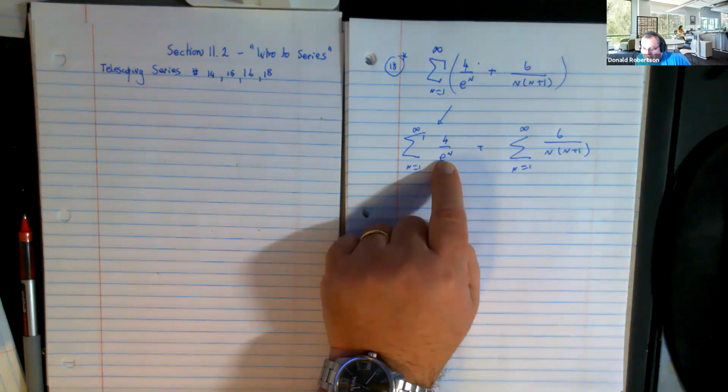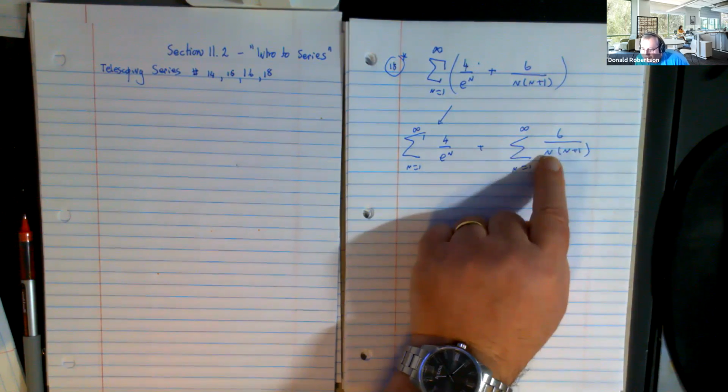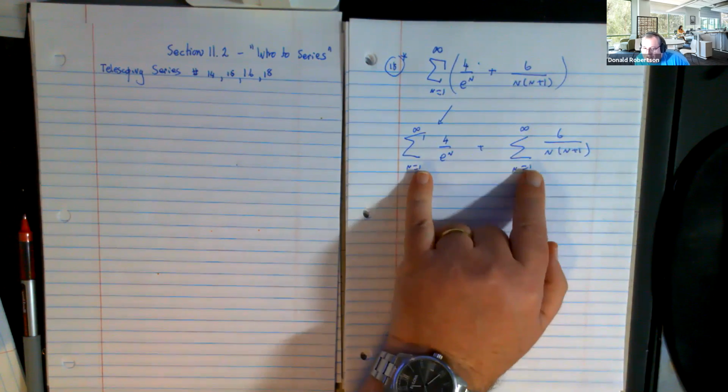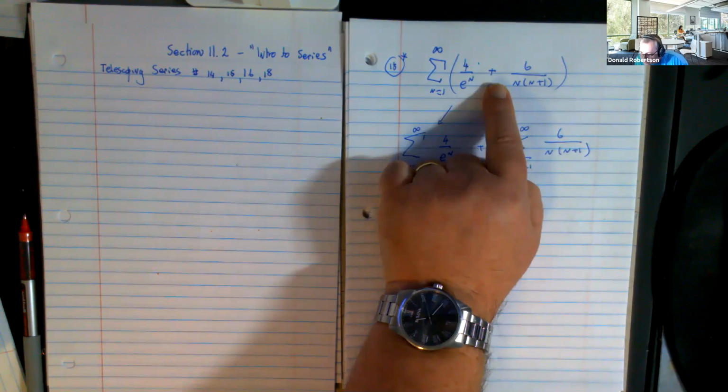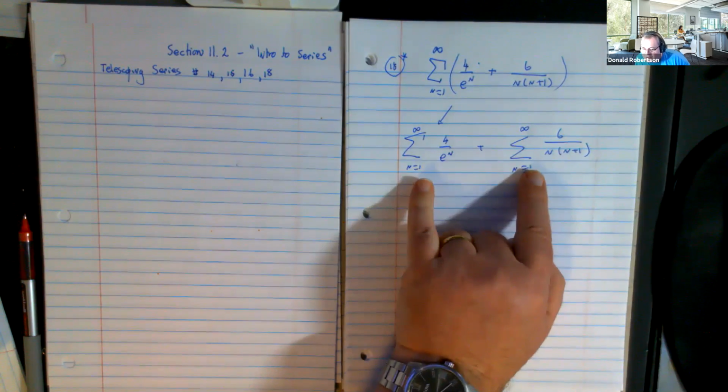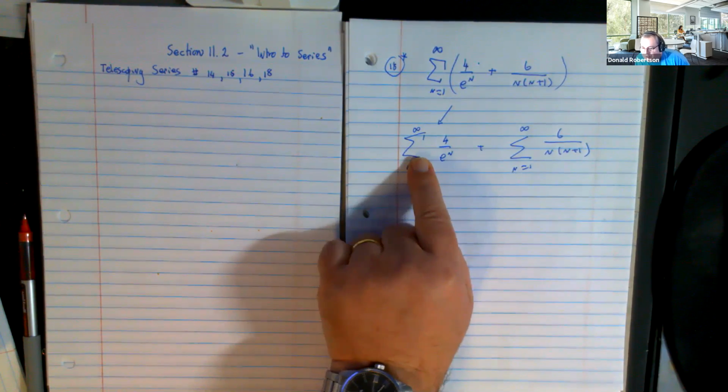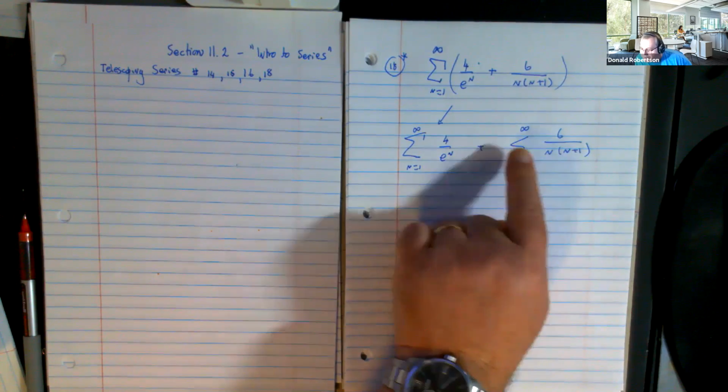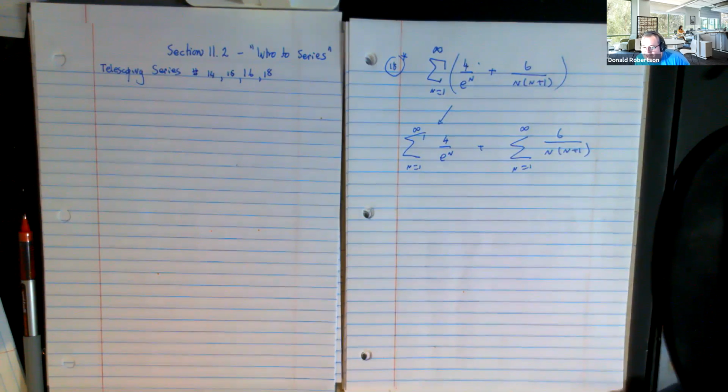You're going to find out if this converges or not. Then you're going to find out if this converges or not. If both of them converge, the whole series will converge. And they will converge to whatever this adds up to plus whatever this adds up to, right? So you'll combine 2 separate answers together.